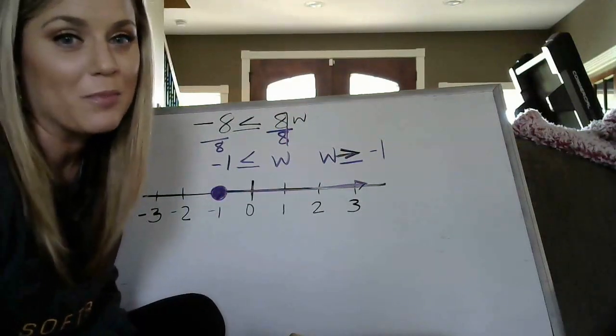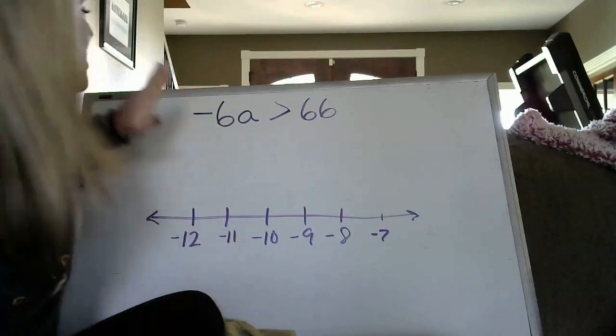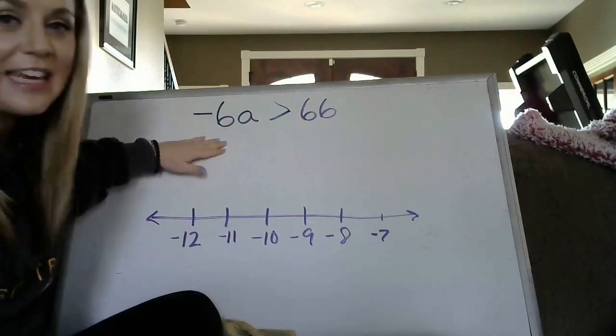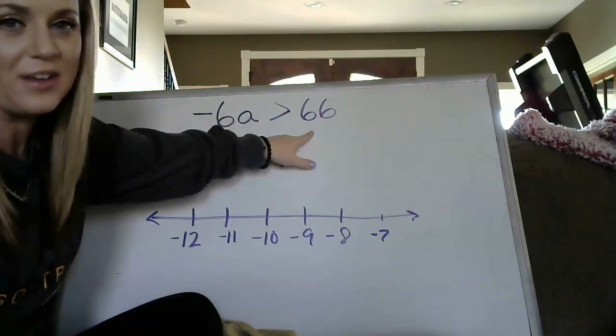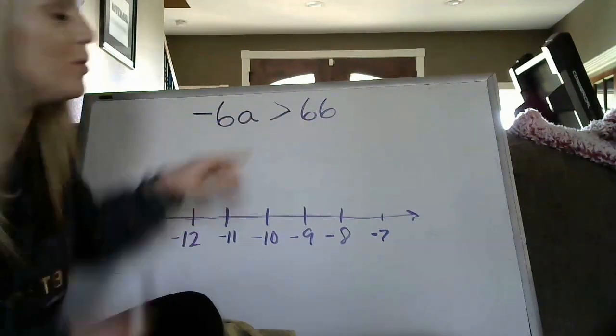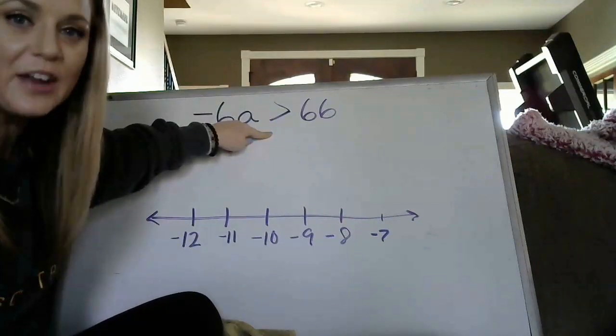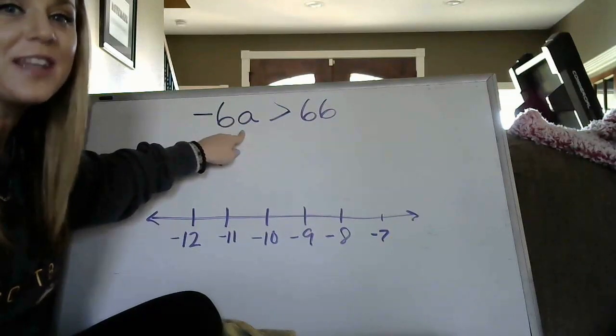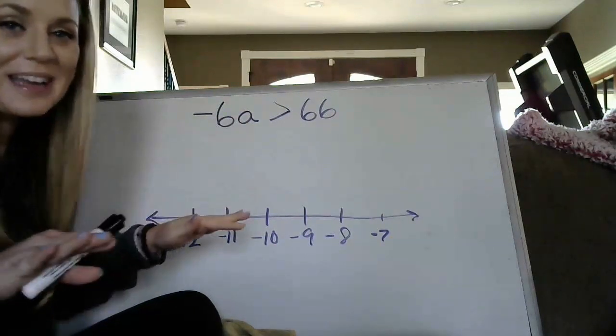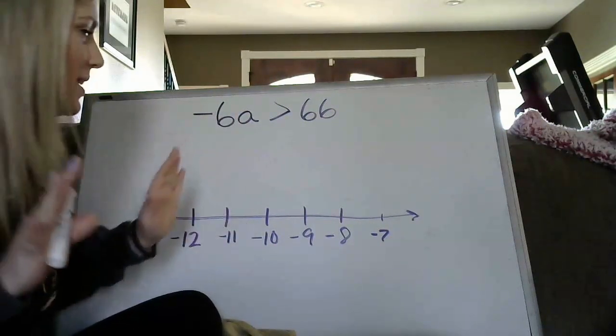It's not a big deal. All right, guys, we got a couple more. Now we have this one: -6 times A is greater than 66. This is going to be an open circle because I don't have the equal to sign underneath it. Also, my variable is on the left-hand side, so we're good right now. We don't have to move it or do anything like that.